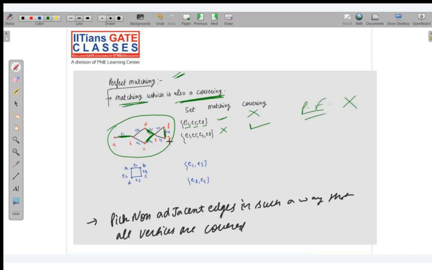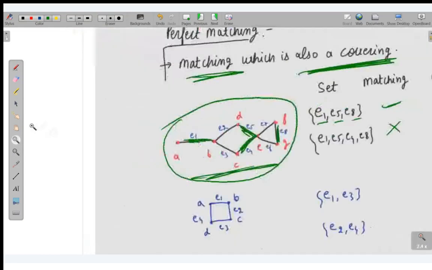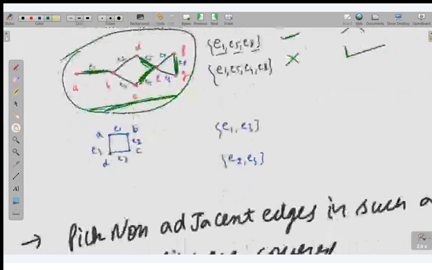And if you even try to find it, you will never find it, because in the next slide I will show you a very beautiful theorem. That theorem will clarify your doubt. But here I will say there is no perfect matching for this graph. What about this graph? See this.